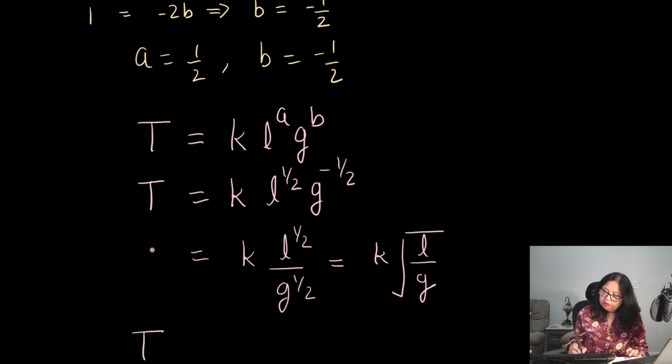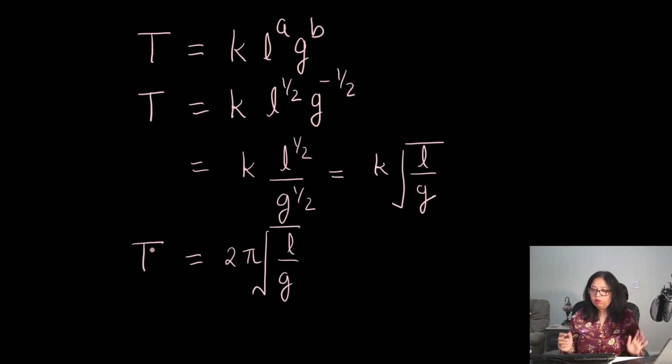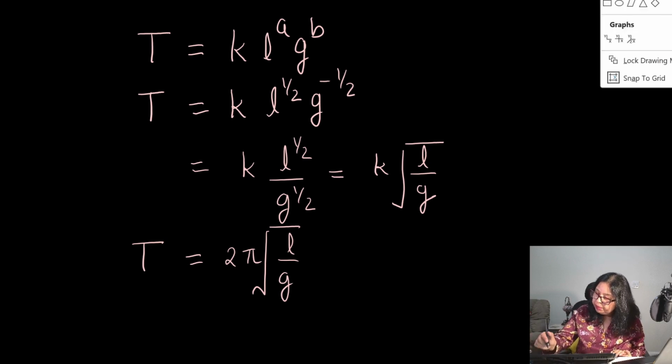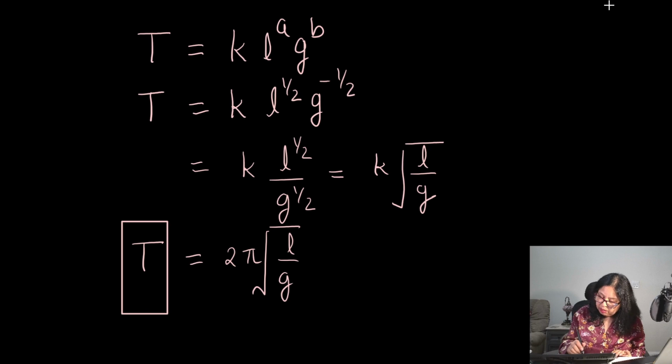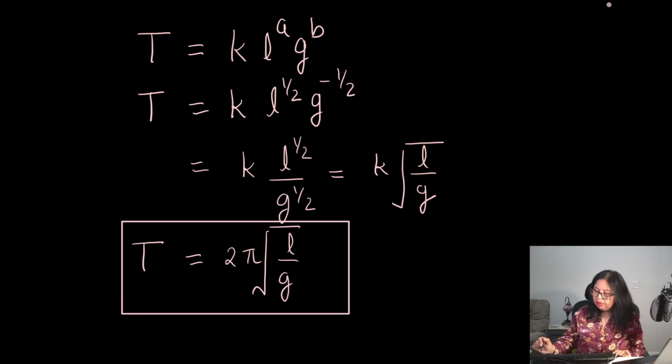Now it turns out that this k is equal to 2 pi. And that is determined by doing experiments. So here is the formula for the time period of a simple pendulum. Let me box it in. Here we got it. The time period of a simple pendulum.